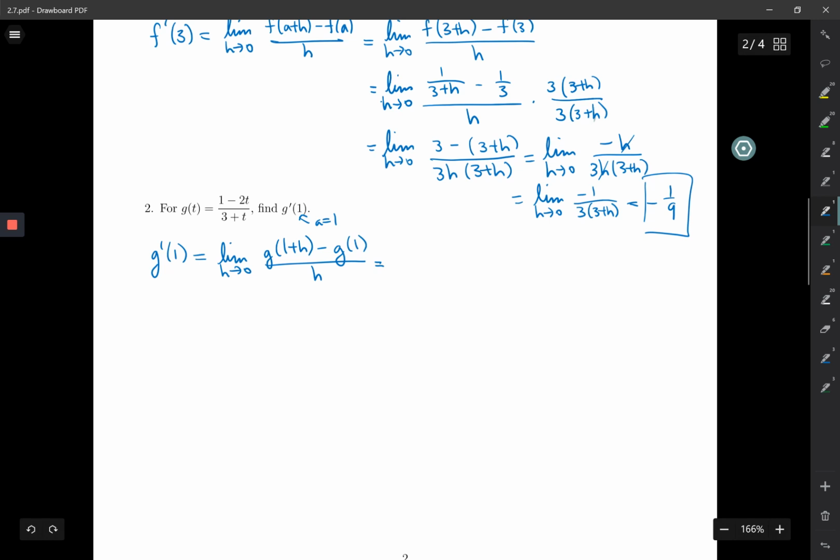Okay, now what we get for the first part, g of 1 plus h, we have to plug in 1 plus h into our function here. So we will have 1 minus 2 times 1 plus h over 3 plus 1 plus h. So remember, you have to plug that in everywhere you see a variable. Okay, and then g of 1, that just means plug in 1, so here we would get 1 minus 2 over 3 plus 1.